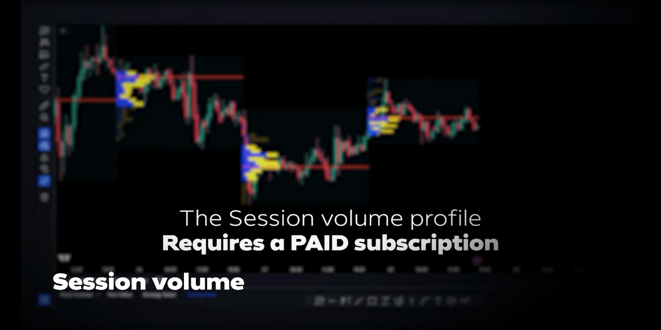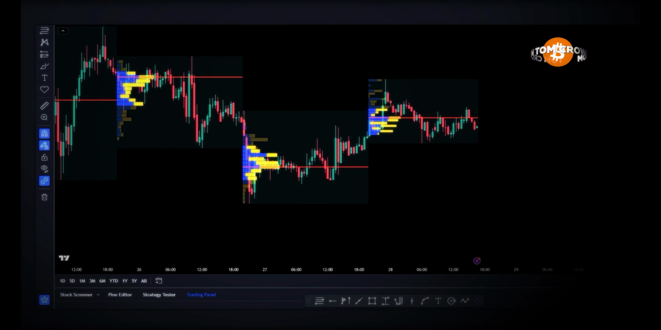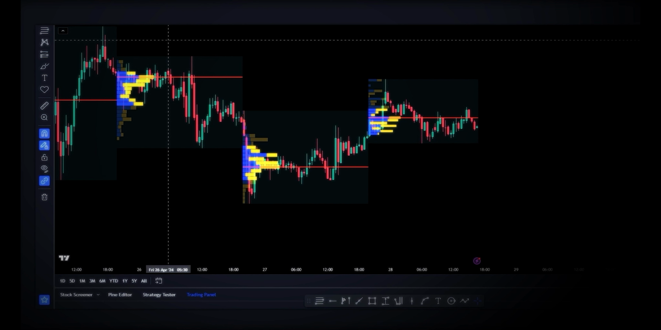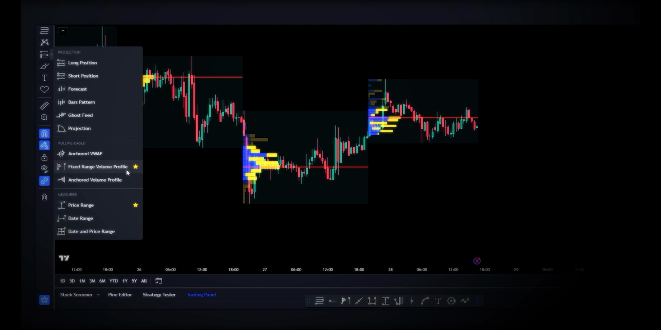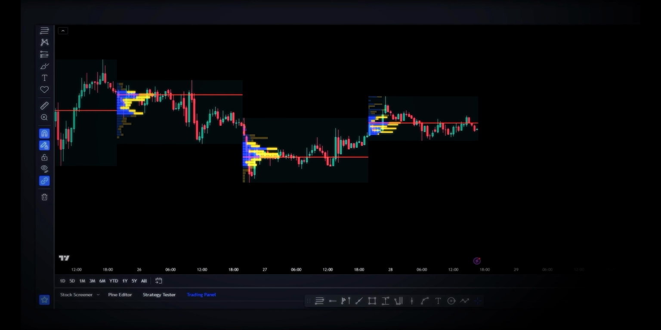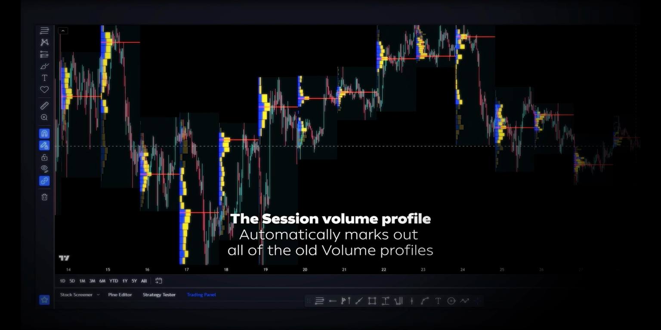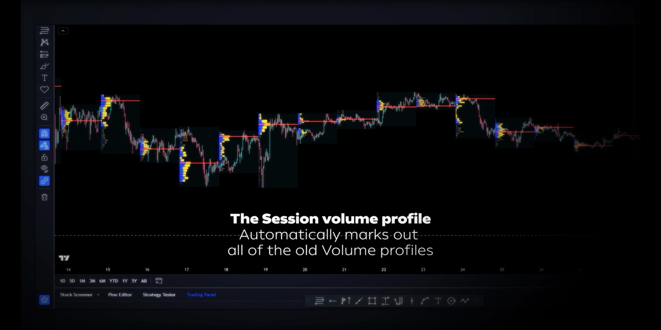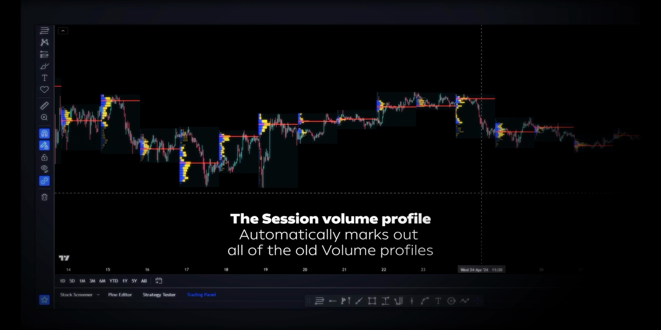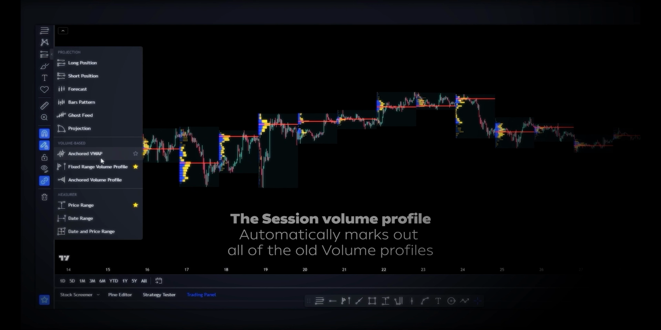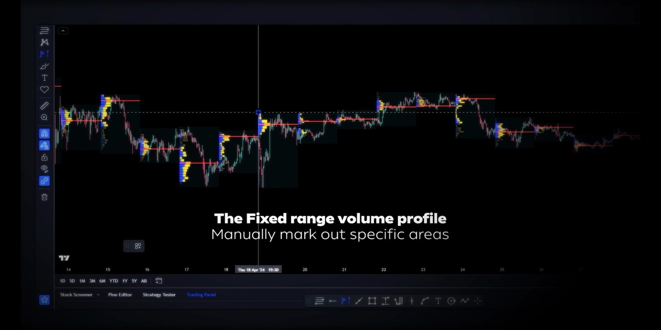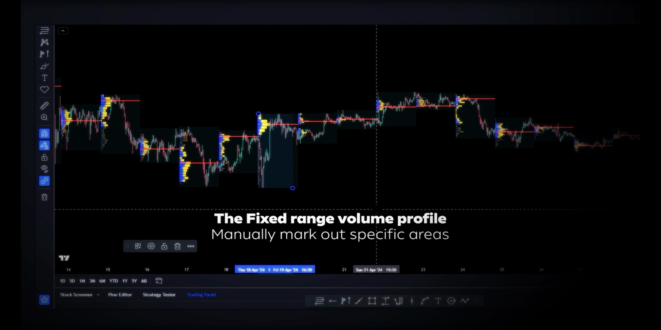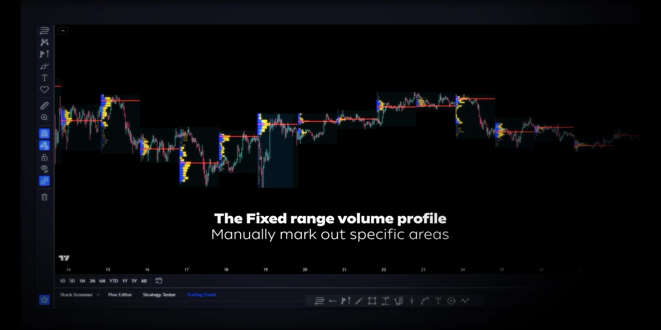This feature does require a paid subscription on TradingView. If you don't have a premium membership, don't worry, because the free fixed range volume profile tool that we covered earlier can basically do the same thing as this paid one. The difference is that the session volume profile indicator automatically marks out all of the volume profiles of the previous trading sessions, while with the free one, you'll have to do this manually. That's it. So don't upgrade just for this.